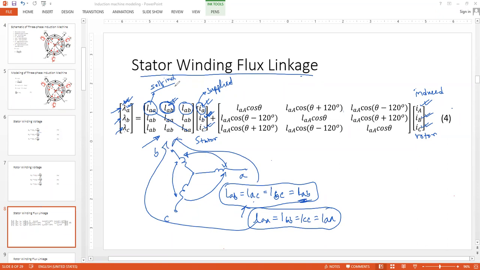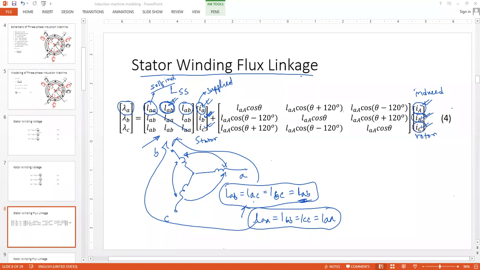So this is your big capital LSS, you can say. L stator to stator inductance, comprised of the self inductance between the stator coils and the mutual inductance between the stator coils. So this is LSS. Let's go to the next part. So this will be between stator and rotor now. So this would be between the stator flux linkage due to the current flow in the rotor A coil, rotor B coil, and rotor C coil.